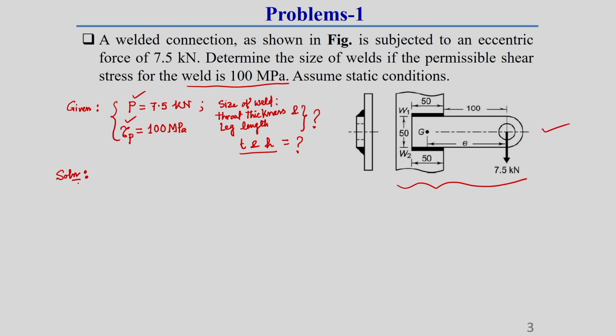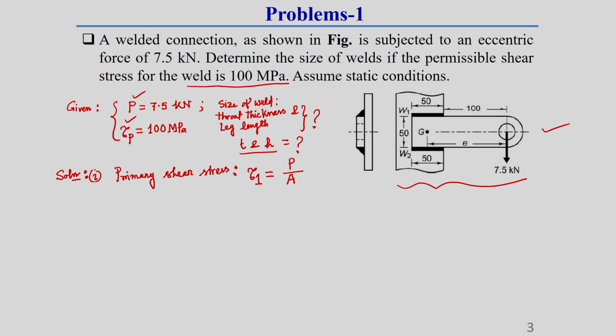The first step is to find the primary shear stress, because we know there are two different shear stresses acting in this problem. One is called primary shear stress. How do we find this primary shear stress? This is step 1. The primary shear stress is represented as tau 1, which is equal to the external load P divided by the total cross sectional area.